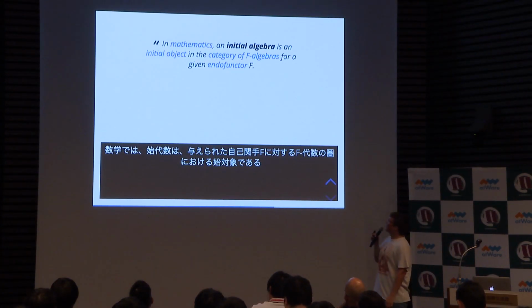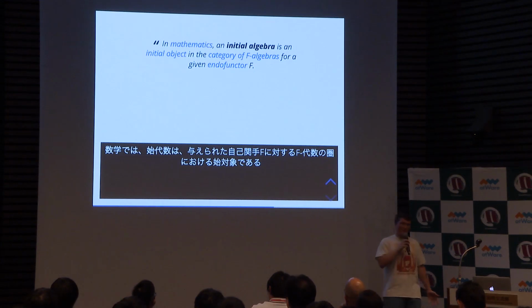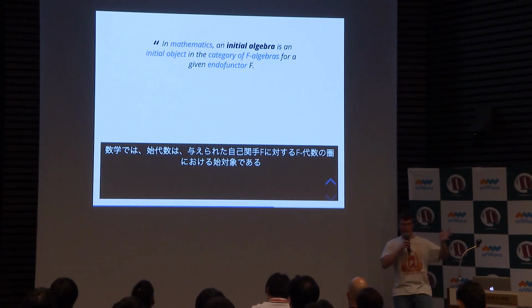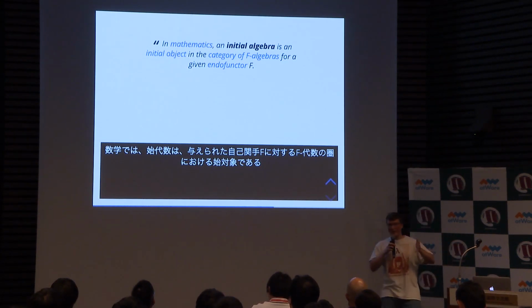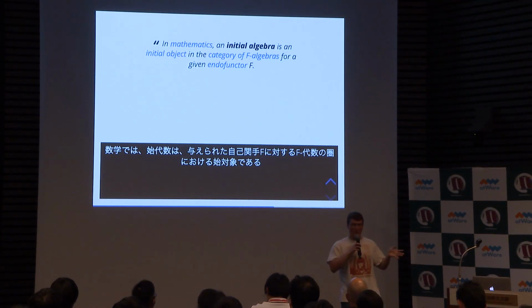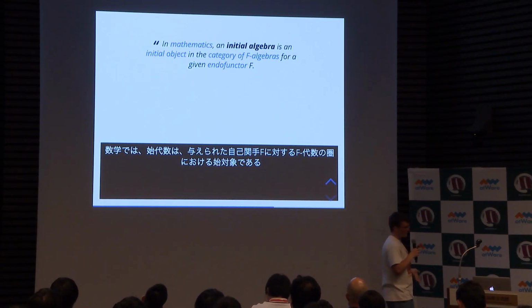And so in mathematics, we talked a little bit about algebras. Well, it turns out that algebras themselves form a category, and there is an initial algebra, or actually a lot of initial objects, but all of them are isomorphic.